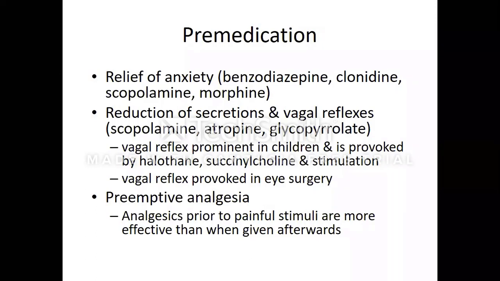So vagal reflexes are usually prominent in small children, and they are also sometimes evoked by certain general anesthetics like halothane, certain pre-anesthetic medications like succinylcholine, or during intubation there may be certain reflexes which may get provoked, like during eye surgery, the vagal reflexes get provoked. So to have anti-vagal activity, you have to take the help of an anticholinergic drug. You have to sometimes give analgesics also prior to any painful stimuli, and not only before, but sometimes they are even effective after the surgery is completed.